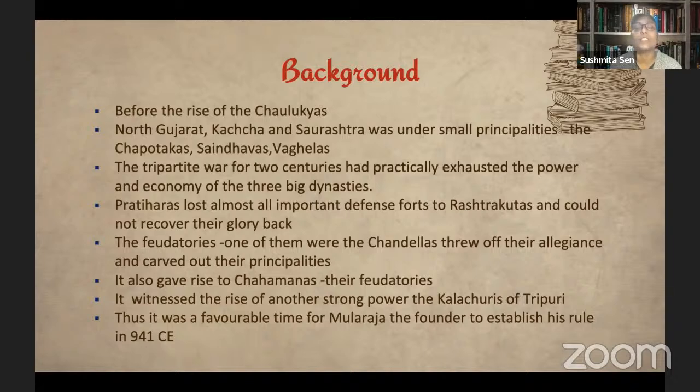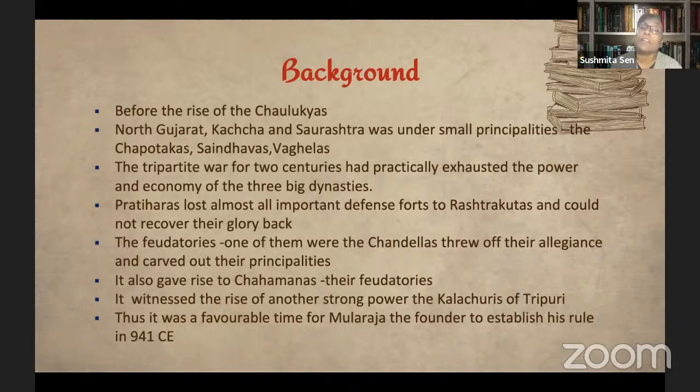It practically exhausted the power and economy of these three big dynasties. The Pratiharas, who were ruling from central India, Kannauj, had lost most of their defense forts to the Rashtrakutas, and even their feudatories were now breaking away, carving a niche for themselves as independent rulers. One of them were the Chandelas of Jejakabhukti, the Chahamanas of Shakambhari, the Paramaras of Dhar. So we see many great powers coming into being during this time. It also witnessed the rise of another strong power in central India, the Kalachuris of Tripuri.